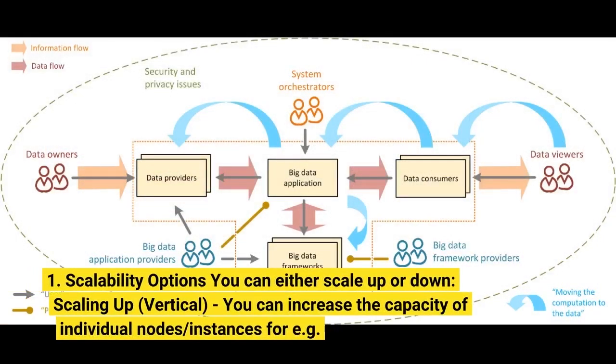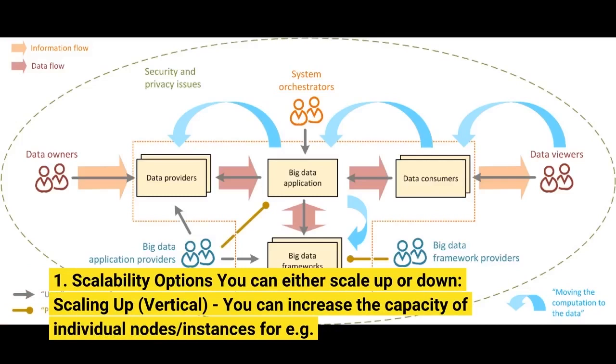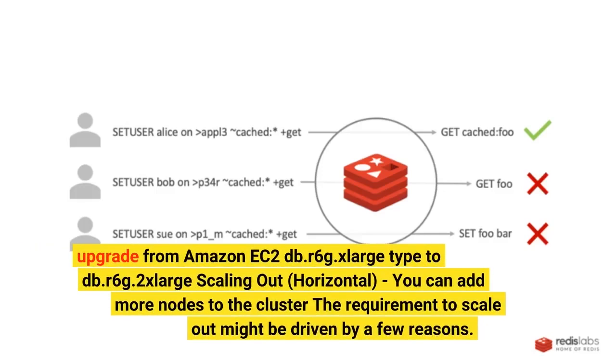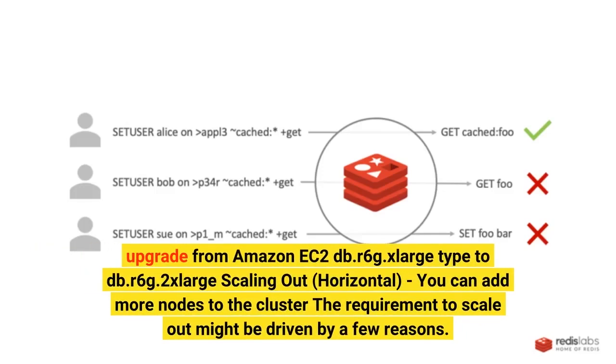1. Scalability options. You can either scale up or out. Scaling up, vertical. You can increase the capacity of individual nodes/instances, for example, upgrade from Amazon EC2 db.r6g.large type to db.r6g.2xlarge. Scaling out, horizontal. You can add more nodes to the cluster. The requirement to scale out might be driven by a few reasons.